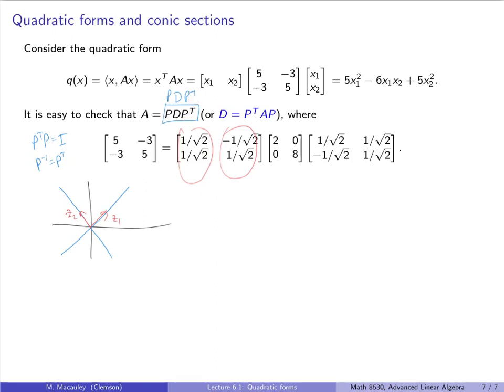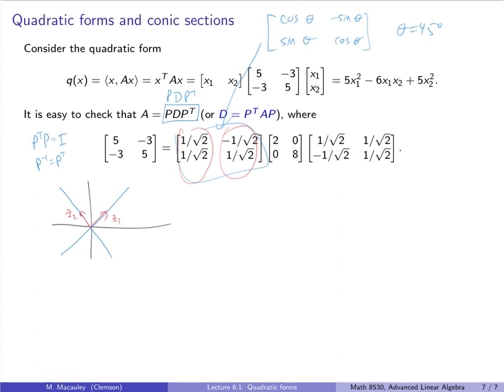So P, this matrix right here, is a rotation matrix. It's got determinant 1. So if you write this as cosine theta, negative sine of theta, sine of theta, and cosine of theta, then theta equals 45 degrees. So P is a rigid motion that rotates the xy plane 45 degrees counterclockwise.